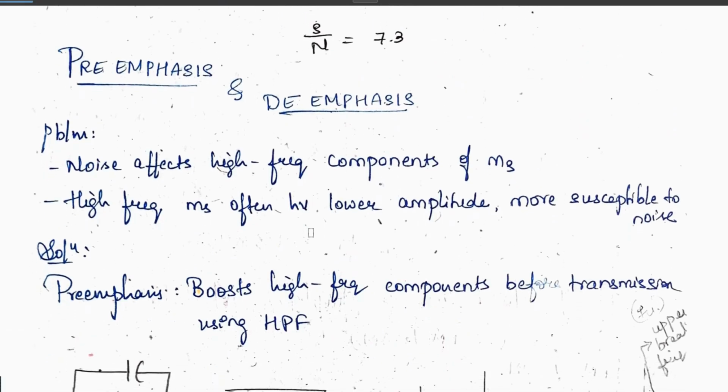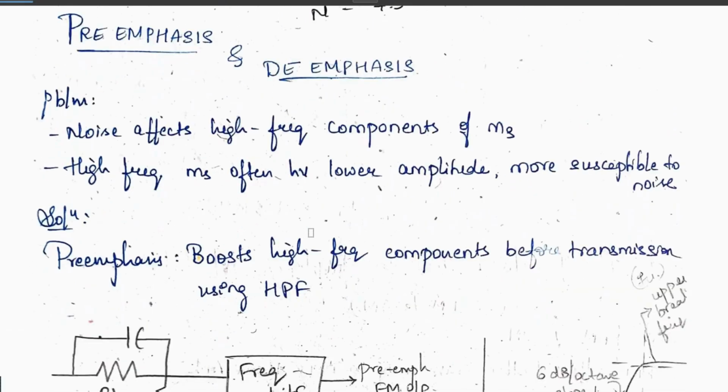Next is pre-emphasis and de-emphasis. This is also an important topic. Why do we need pre-emphasis and de-emphasis? Because we have a problem: noise will affect the high frequency components of the message signal, and high frequency message signals often have lower amplitude, so they are more susceptible to noise. To overcome this, we have a solution, that is pre-emphasis. It boosts the high frequency components before transmission using a high pass filter.